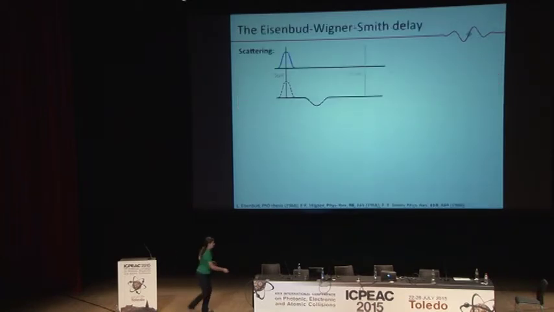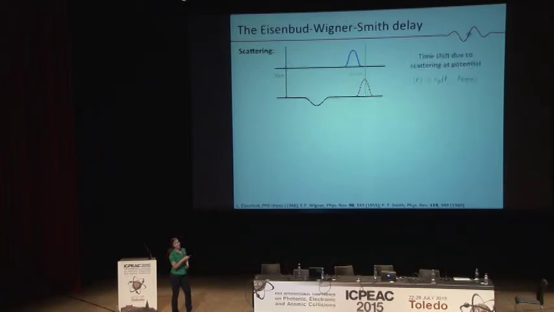So let's talk a bit about this Eisenbud-Wigner-Smith time delay, what we understand by that. It was first introduced for a simple scattering process. If you have an initial wave packet that scatters at some potential, then we see that compared to a wave packet that has no scattering potential, it will arrive at some certain point in free space delayed or advanced with respect to this freely evolving wave packet. And this is exactly what we call the Eisenbud-Wigner-Smith time delay, or short, just Wigner delay.